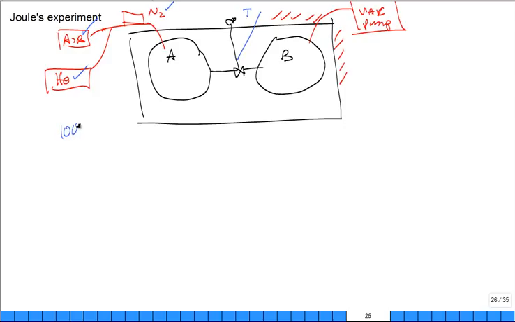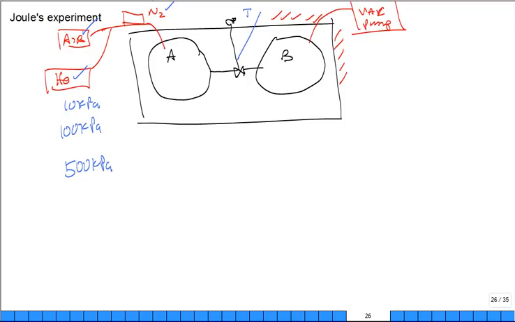Maybe he starts at 100 kilopascal. Maybe he starts at 500 kilopascal. Maybe he starts at 1,000 kilopascal. He starts at different pressures. Maybe he starts at 10 kilopascal. It's a vacuum. It's low pressure. He lets it all get nice in equilibrium.